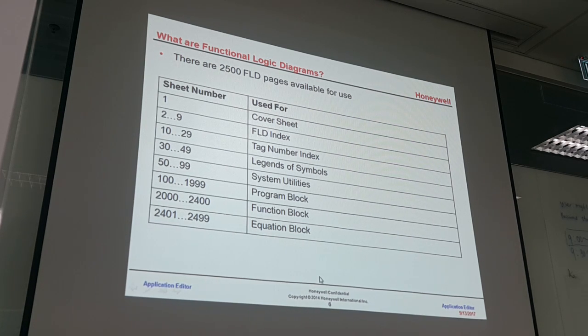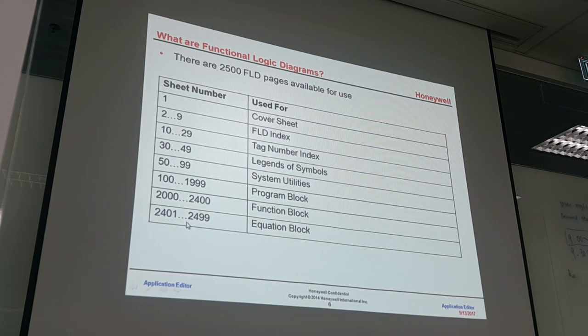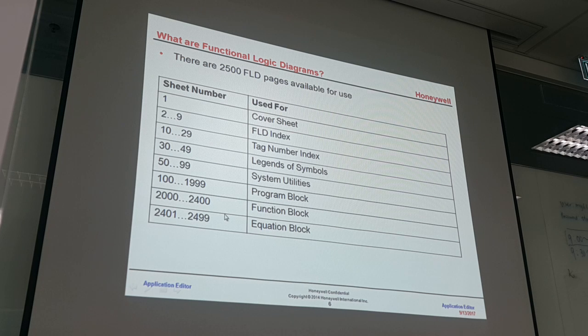And what about the 2500? The maximum here is 2499. What about the 2500? Because you can't build more than 2500 sheets. So this is the maximum pages. You can just build less than 2500 FLDs in our system. And usually it is enough.